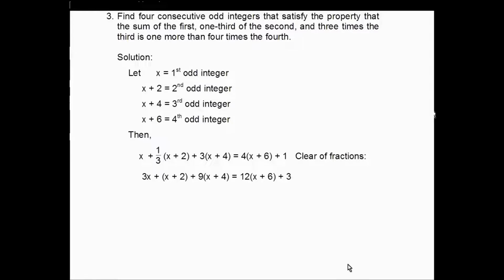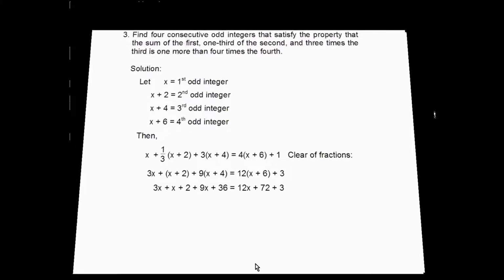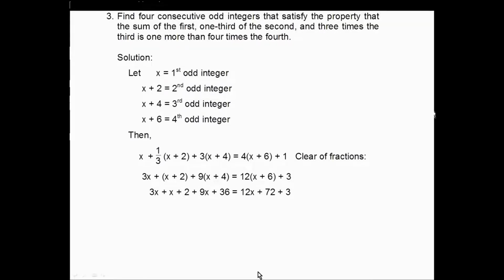So we got 3x plus x plus 2 plus 9 times x plus 4 is equal to 12 times x plus 6 plus 3. Now it's time to distribute. I'll distribute this 9 and this 12, and I suppose technically I'm distributing 1 too. So I'll have 3x plus x plus 2 plus 9x plus 36 equals 12x plus 72 plus 3. So I've distributed. I've dropped my parentheses.